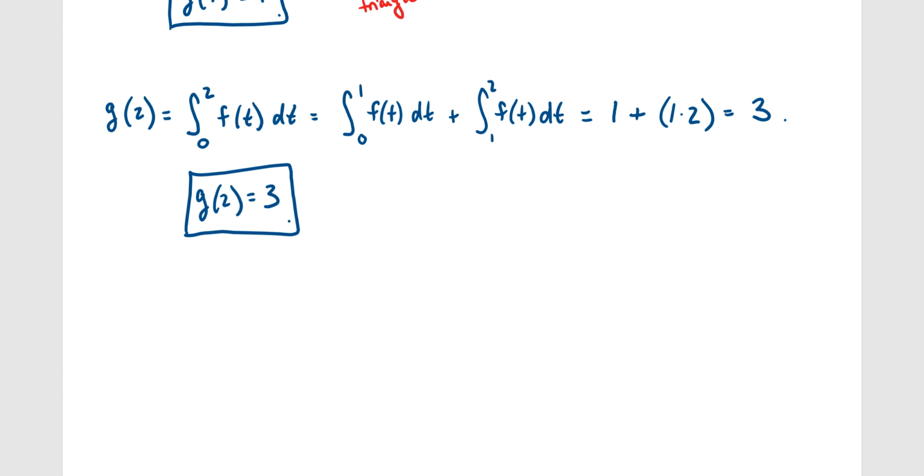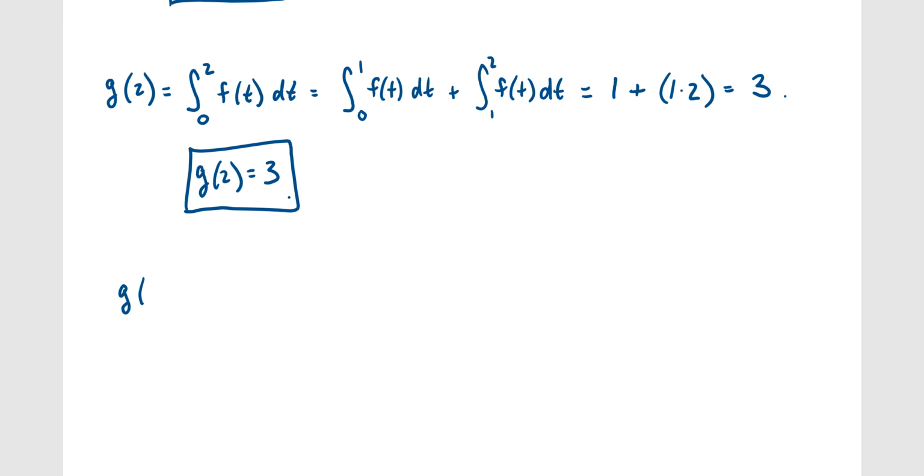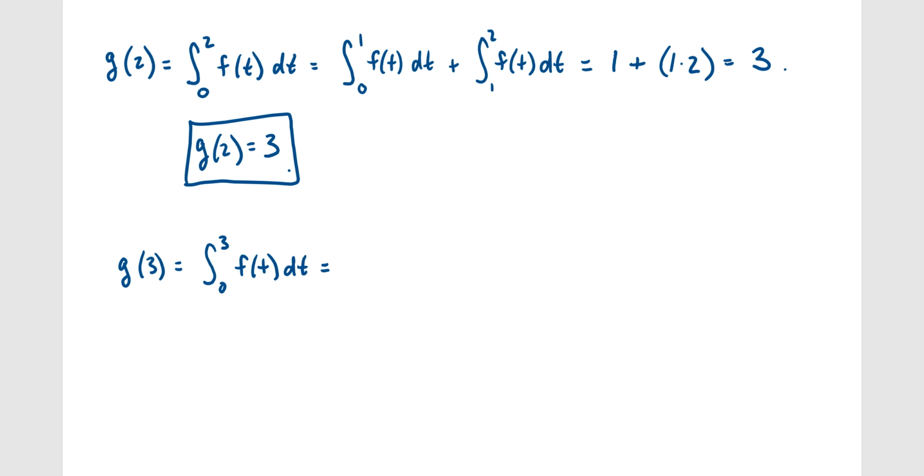And next one, let's take a look at g of 3. So hopefully this is getting a little bit repetitive here. We want the integral from 0 to 3, f of t dt. So without even looking at the graph, we should expect that we're going to do something similar to what we just did, and that is split it up and do the integral from 0 to 2 plus the integral from 2 to 3.